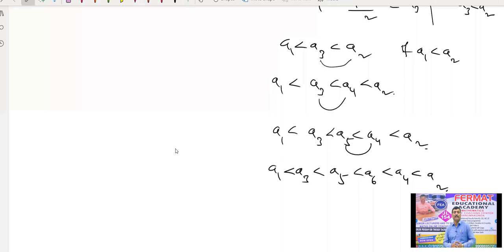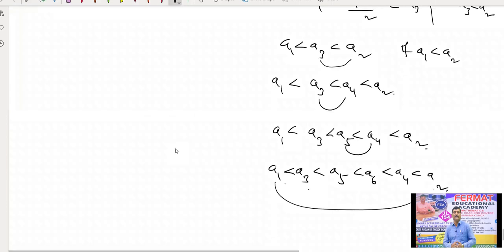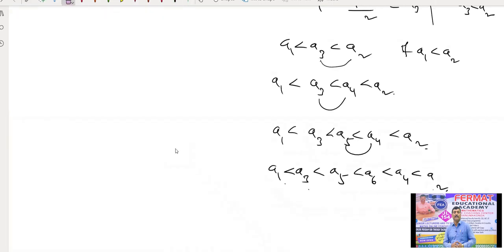So what you observe is that this is neither increasing nor decreasing. A1 is less than A2, okay. But A2 cannot be less than A3. A1 is less than A2, okay, but A2 cannot be less than A3. So therefore, this is neither increasing nor decreasing. This is a typical sequence, right? So it's neither increasing nor decreasing.